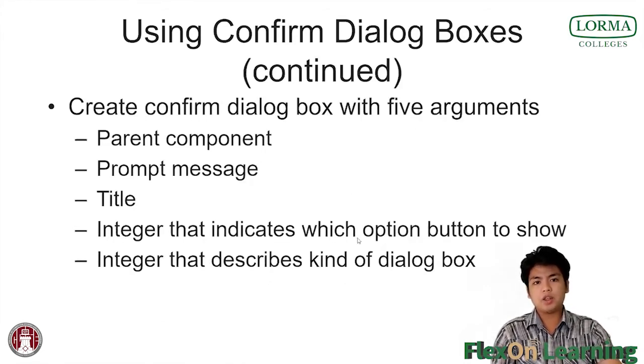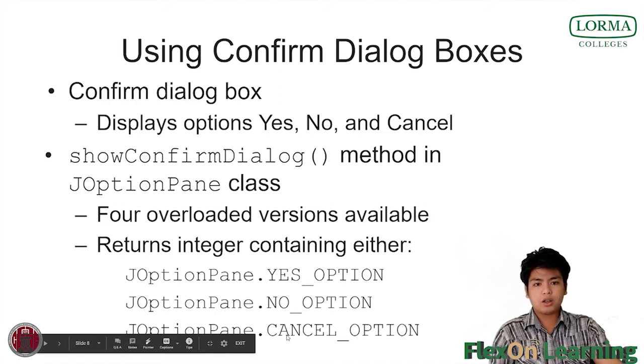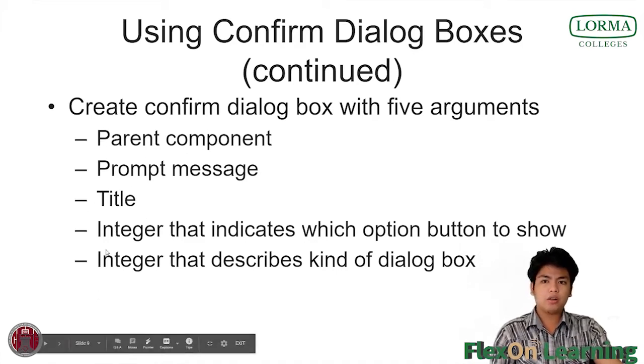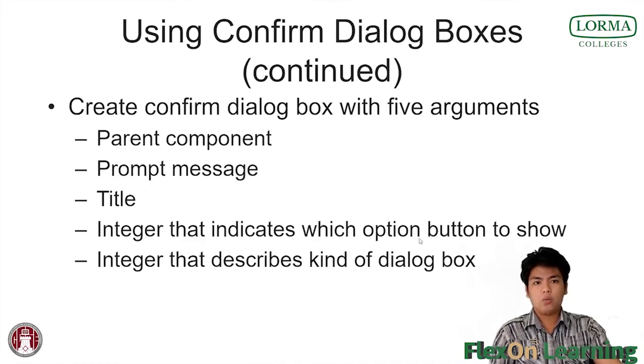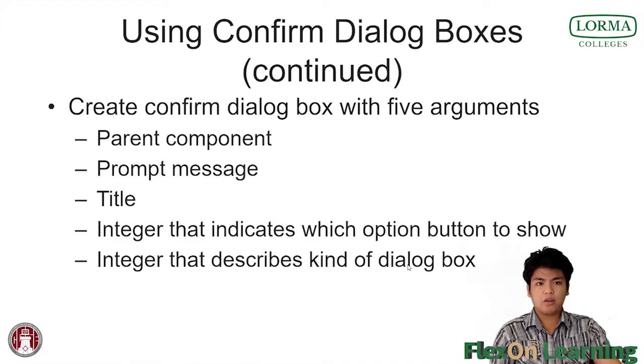The yes option, no option, and cancel option each have a specific integer value. For the yes option, the value would be 0, the no would be 1, and the cancel would be 2. There are actually 5 arguments on our confirm dialog box. The first one is the parent component, then the prompt message, the title, an integer that indicates which option buttons to show, and an integer that describes the kind of dialog box.